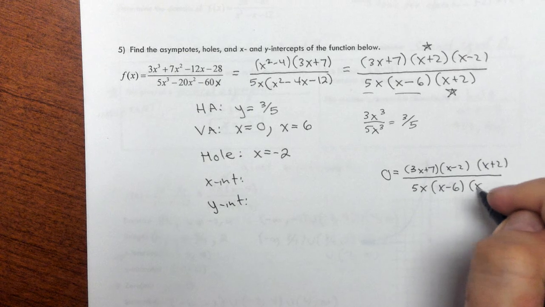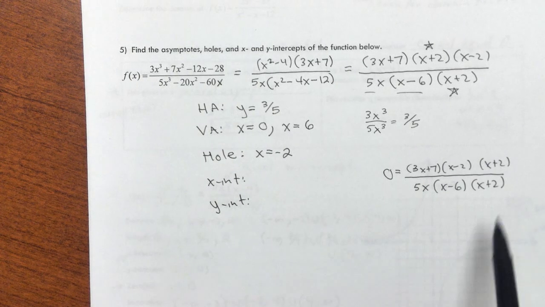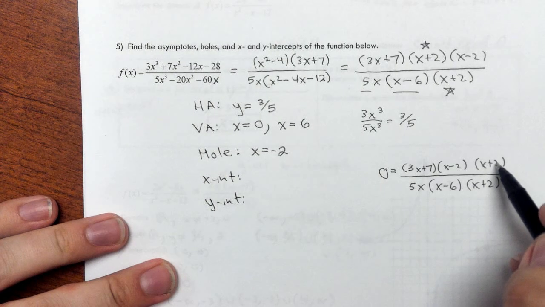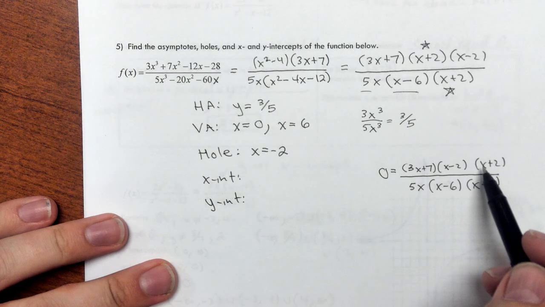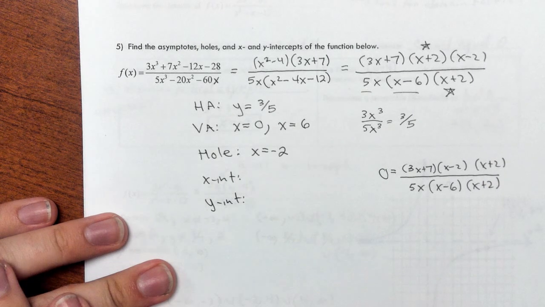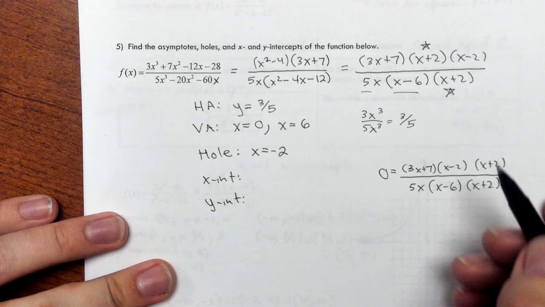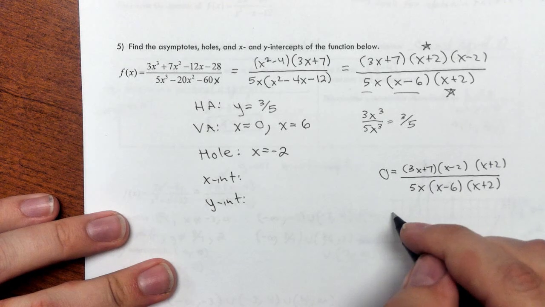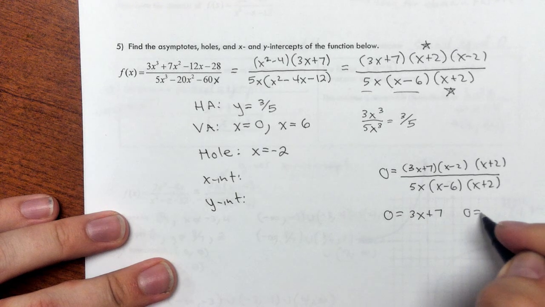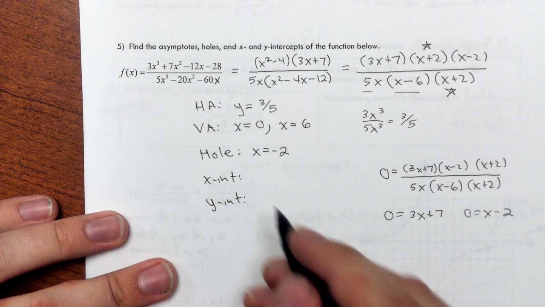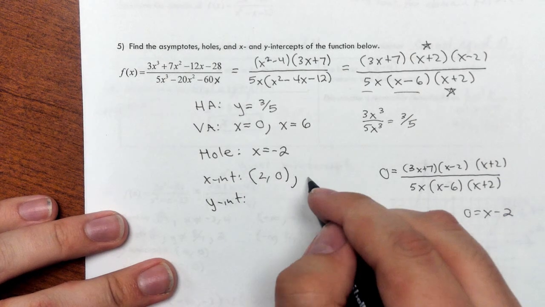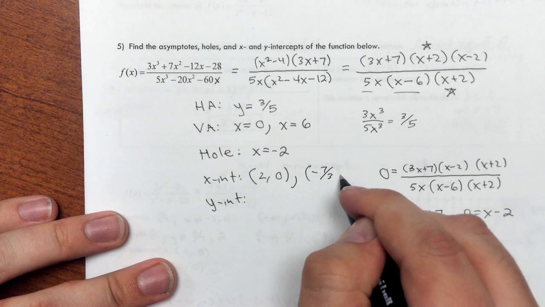Now we talked about this a minute ago. The only way a fraction can equal 0 is if its numerator is 0. But be careful here. You might want to say that there's an x-intercept at -2, 0, but we know there's actually a hole at -2. So the only way this can work is if 0 is equal to 3x plus 7 or 0 is equal to x minus 2, which will give me two x-intercepts: 2, 0, and from this I will have -7/3, 0.